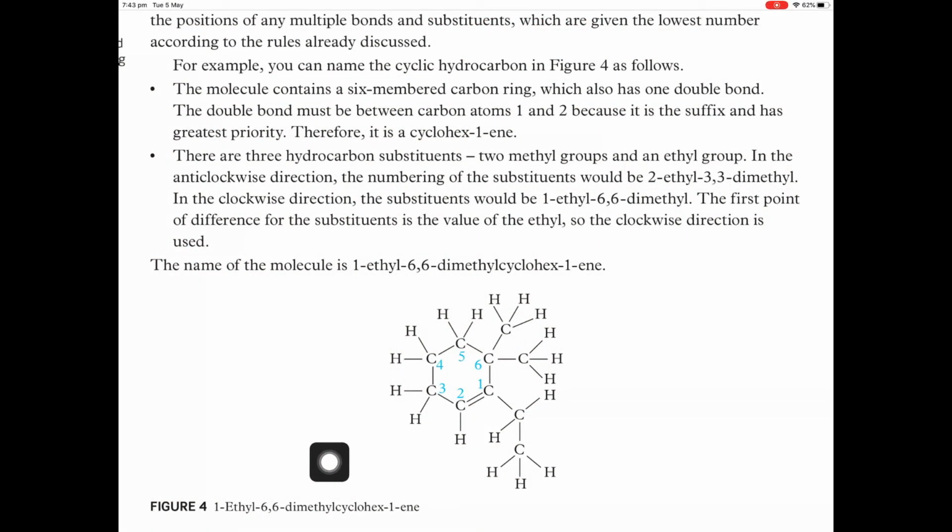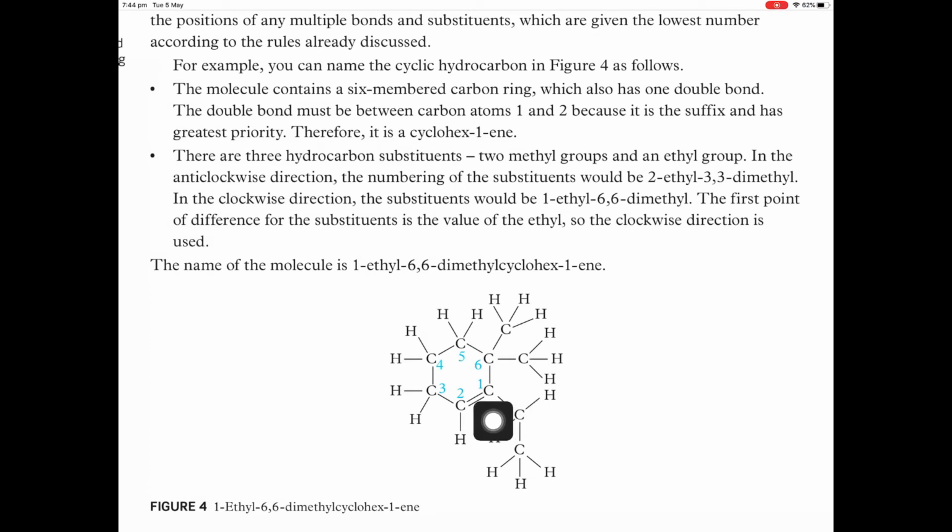Let's have a look at an example of a cyclic hydrocarbon. Let's look at this psycho looking one here. There's a carbon ring here, and it's got 6 carbons, so it's got to be some sort of cyclohex something. It's an ene because there's a double bond here. So it's got to be a cyclohexene of some description. And its actual name is 1-ethyl-6,6-dimethyl-cyclohex-1-ene. So let's go through that step by step.